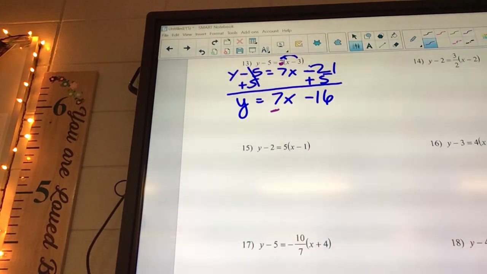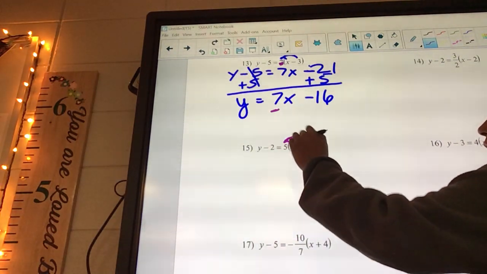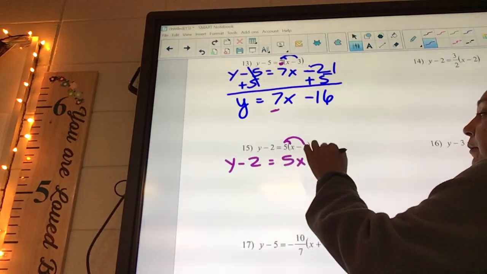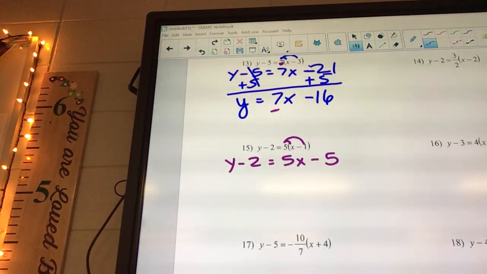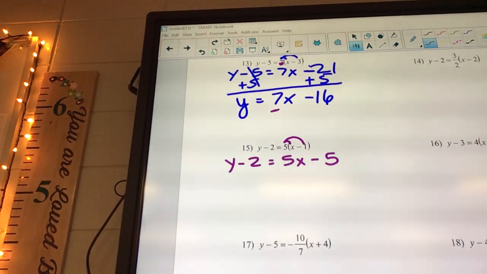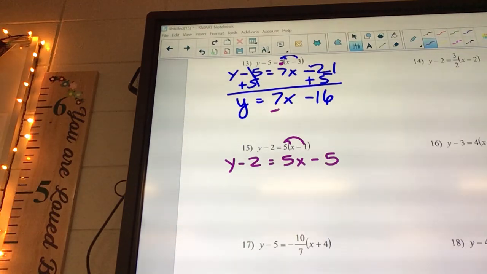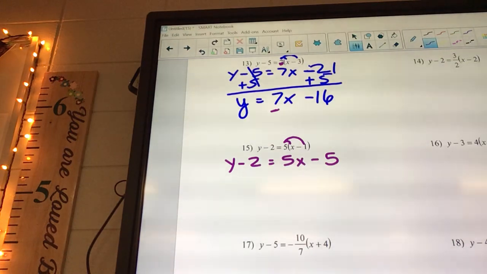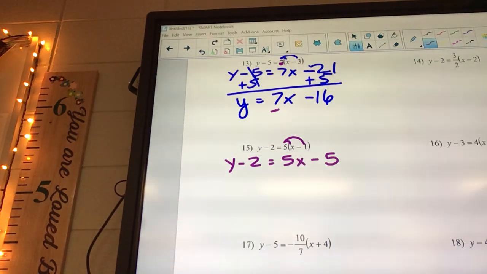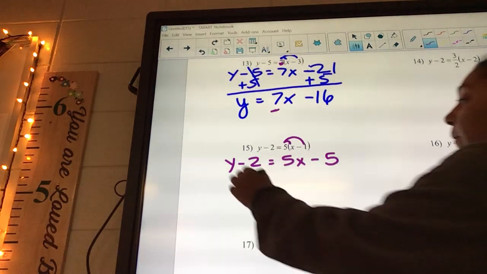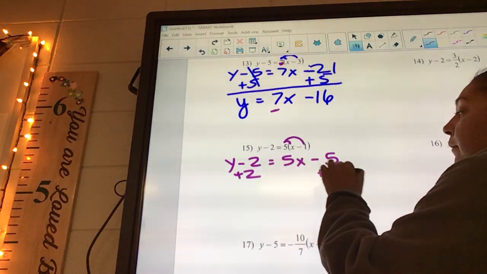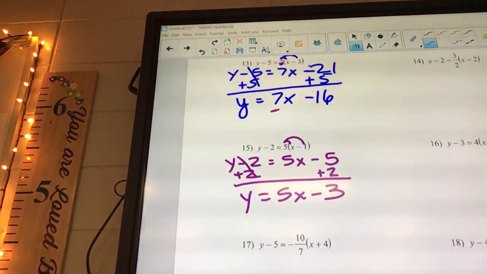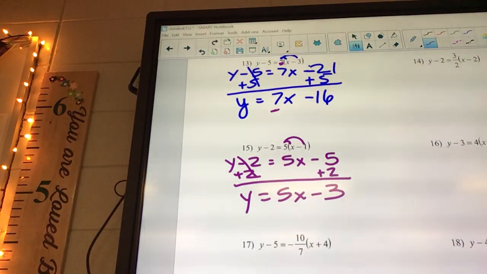Okay, 15, we're going to say 5 times x and 5 times negative 1. So you're going to get y minus 2 equals 5x minus 5. Okay, and then what needs done? Add the 2 to the negative 5, which would be a negative 3, so y equals 5x minus 3. Okay, and again, my slope is 5, my y-intercept is negative 3.